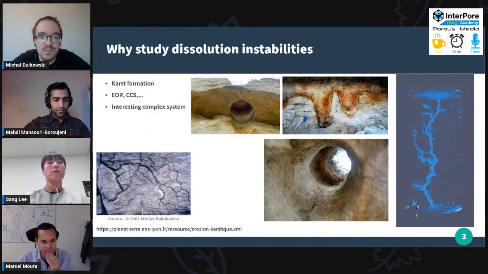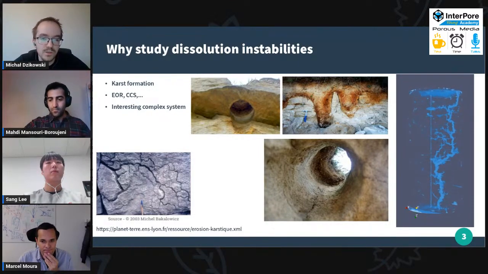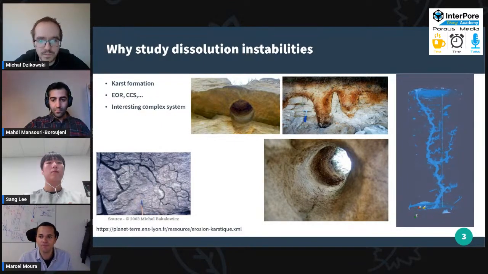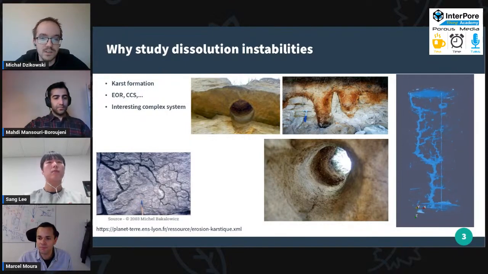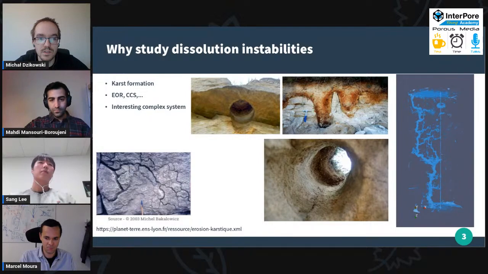So how do wormholes look in nature? There could be some very complicated channels that look like they were created by some animals. They could be strong conduits that are created in karst that look a little bit like being drilled. But they are also important for example in enhanced oil recovery or CCS, because they could hinder the process, or they could be used to create a preferential flow path at industrial scale when acid is injected in some formation.